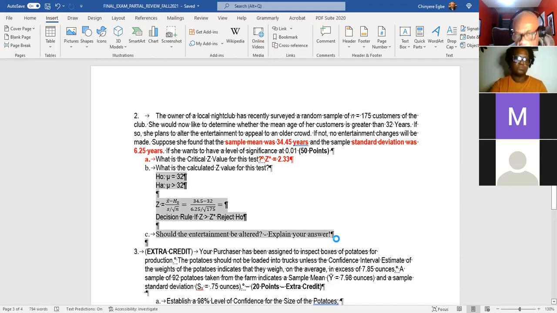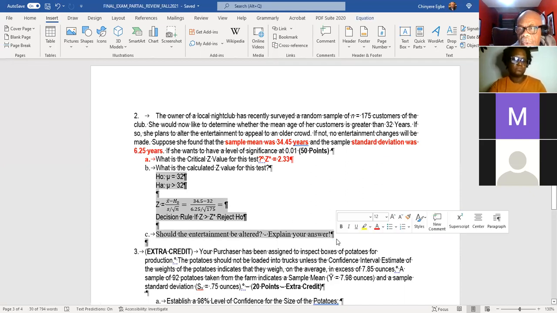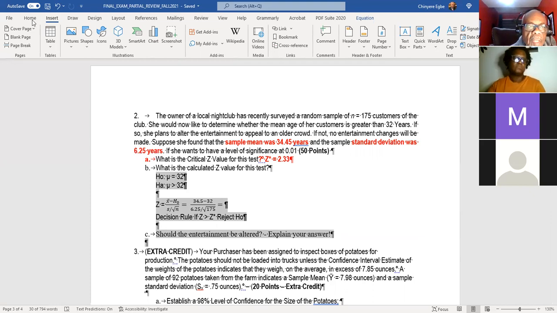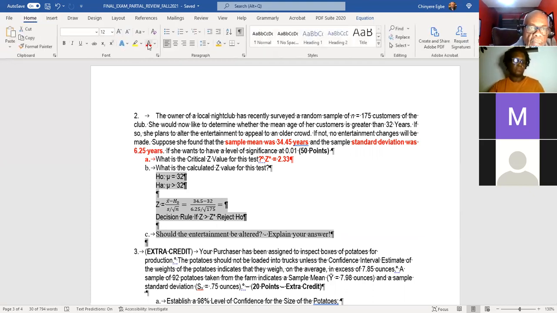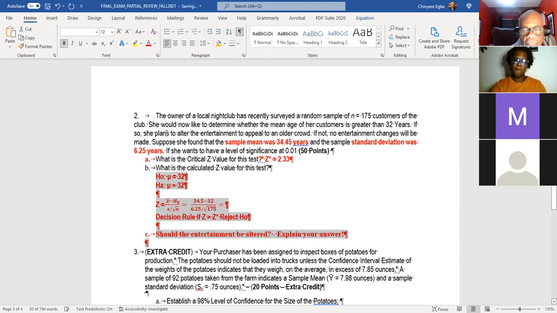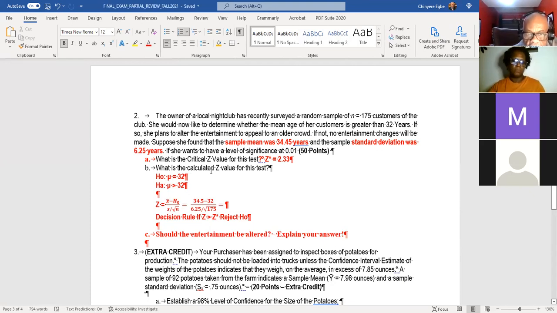If you are not able to reject the null hypothesis and conclude then that mu is 32, the average age of the patrons is still 32, then you will not alter the entertainment. And so this is what I need for you to answer. But first, what is the calculated Z?